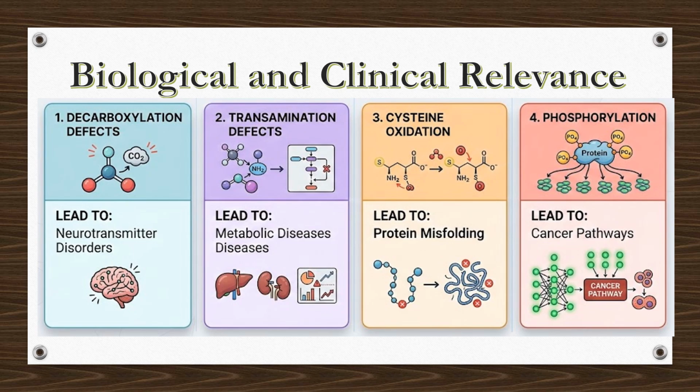Clinically, elevated ALT/AST levels in blood are used as markers of liver damage, since these enzymes leak out when hepatocytes are injured. Broader defects in transamination contribute to metabolic diseases that often appear in infancy.